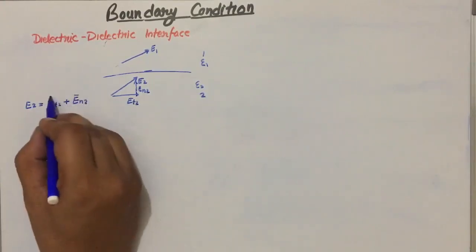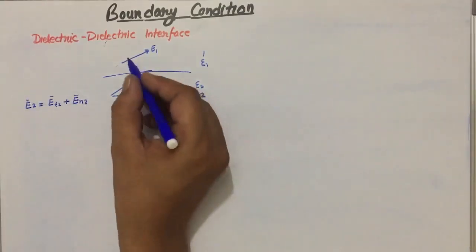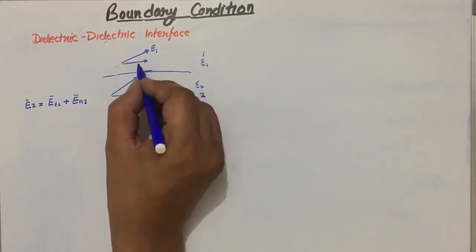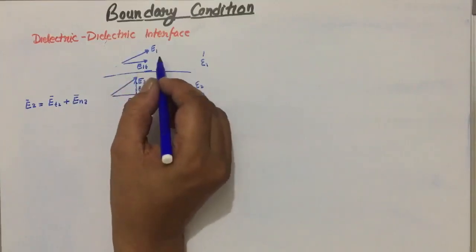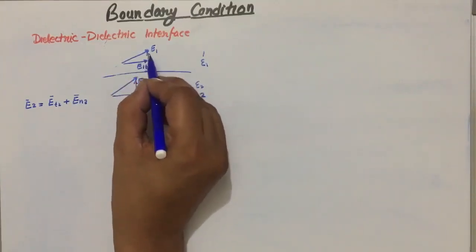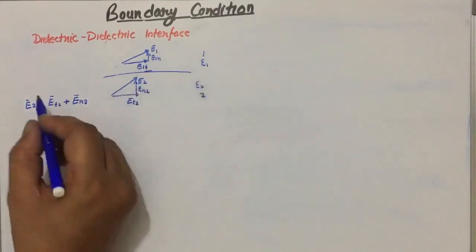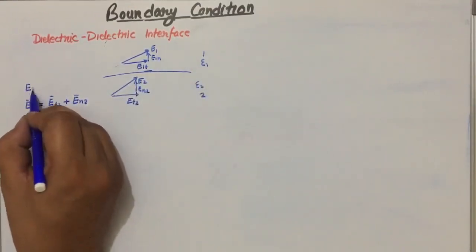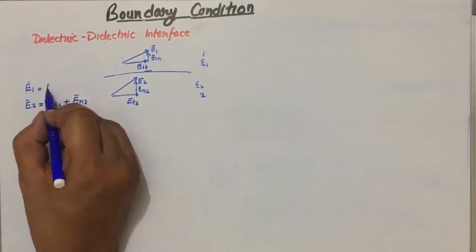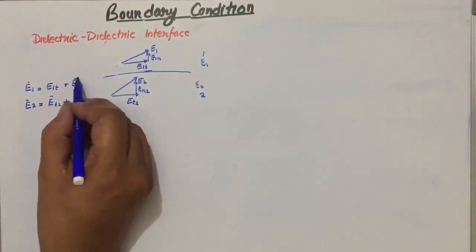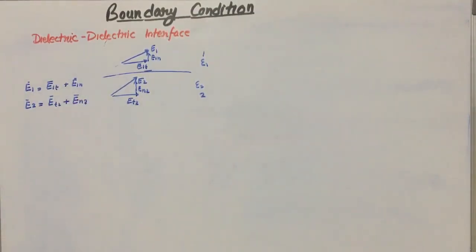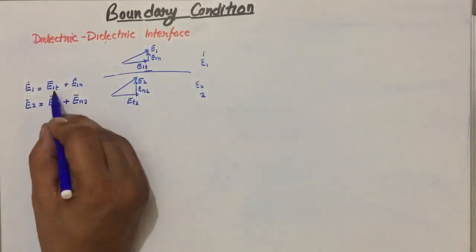Similarly, E1 can be written as E1 tangential, that is tangential to the surface of interface, and E1 normal. Similar to E2, E1 can be written as E1 tangential plus E1 normal.